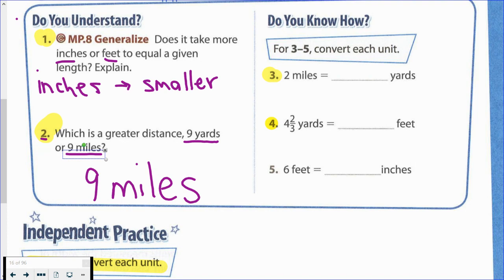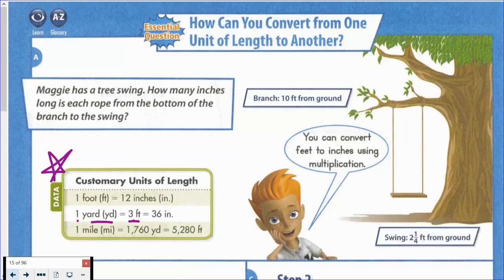Okay, so let's jump over to number 3. Now we're being asked to convert each unit. So this is where we're going to go back to that chart on our visual learning. So here's how you're going to do this. First, look at the situation. We have 2 miles. We're being asked to turn miles into yards. Okay, so go back to your visual learning page. Look at the chart. Find miles and find yards.